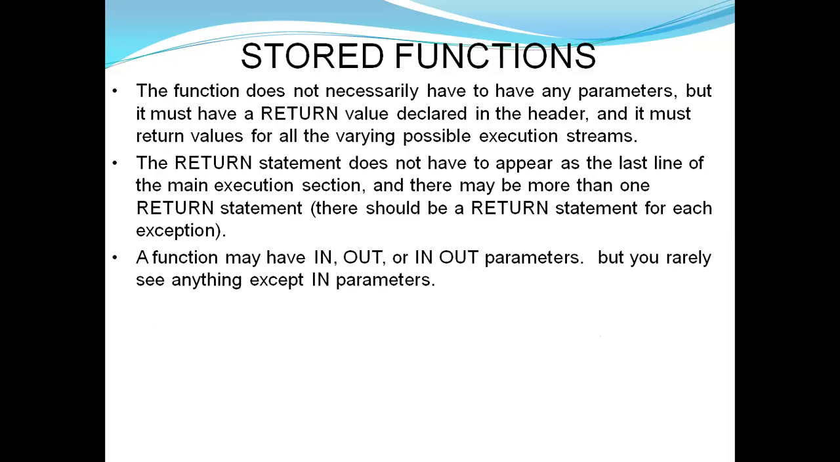A function does not necessarily have to have any parameters, but it must return the return value declared in the header, and must return a value for all varying possible execution streams. What's the meaning of that? Even if an exception occurs, there also it should have a return value. Wherever there is a possibility of control coming out to the calling environment, it should have a return value. The return statement does not have to appear as the last line of the main execution section. You can use it with a conditional control. Wherever you want to return, you can return it.